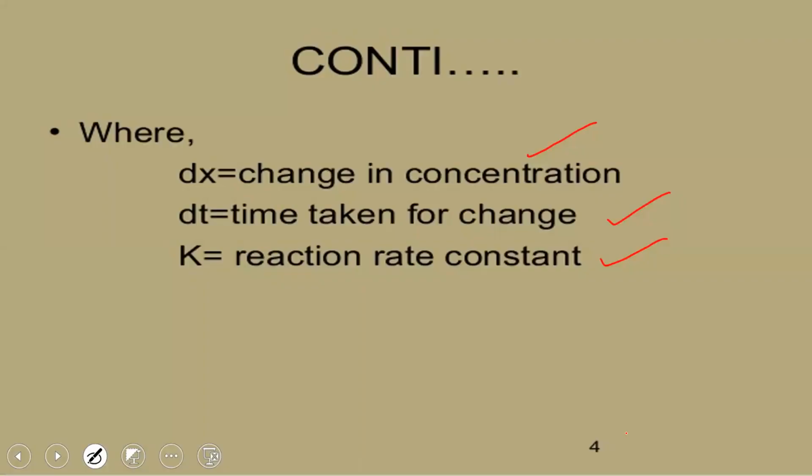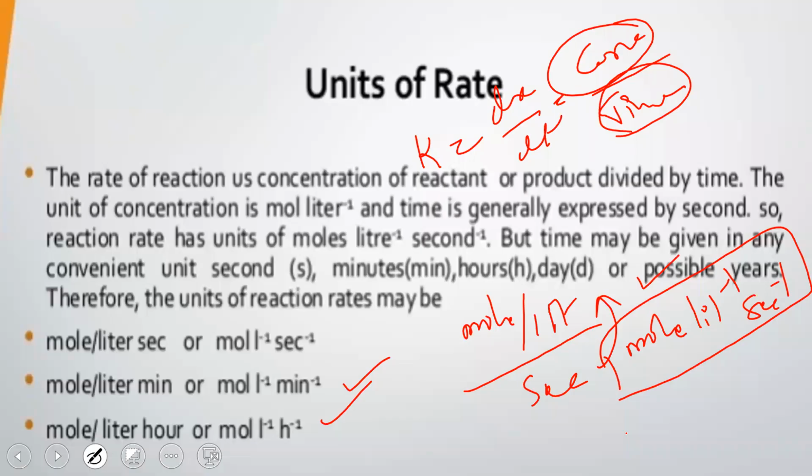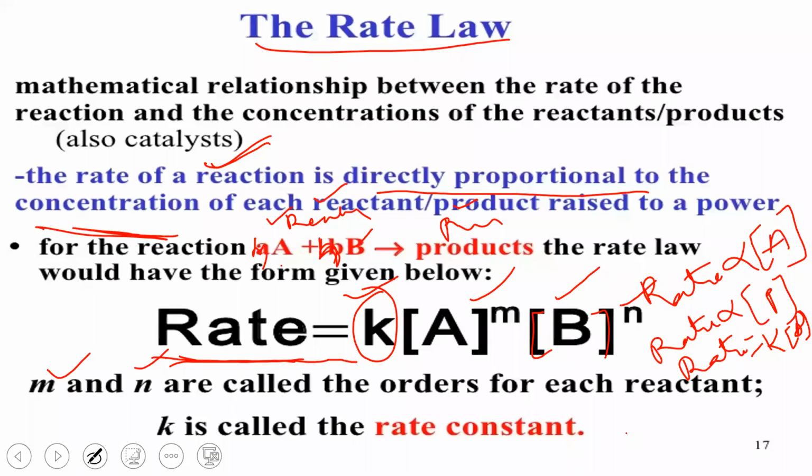Dx means change in concentration, dt means time change, and k is the rate constant. And what are the units for the rate? We know that rate means dx by dt, where dx means concentration and dt means time. The unit for concentration is moles per liter, and time is in seconds. So the unit is moles per liter per second. And rate law: rate law gives the relationship between the rate of the reaction and the concentration of the reactants. Finally, we can write the rate is equal to k into the concentration of the reactants.